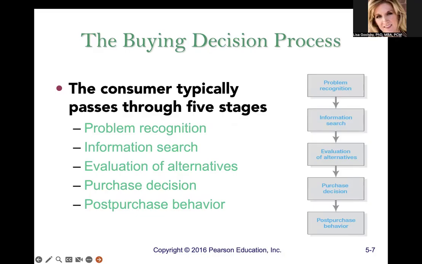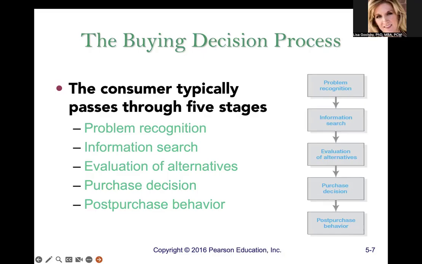So the consumer typically passes through these 5 stages. I told you we're going to get in a little more depth into that buying decision process that we all go through. Every single time we make a purchase, we go through each of these stages in the buying decision process. If it's a more complex product, like an automobile, we're going to spend a lot of time in each of these stages. If it's something simple like a bottle of water, we're going to go rapidly through these stages. So I'm going to just go through them using the bottle of water as the example.